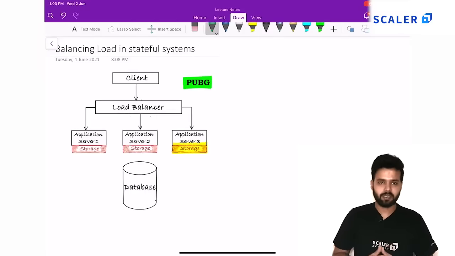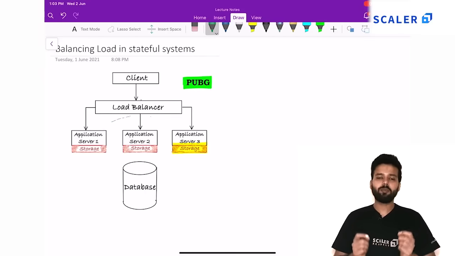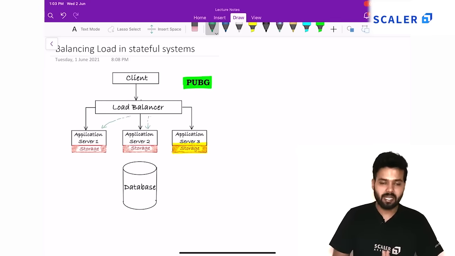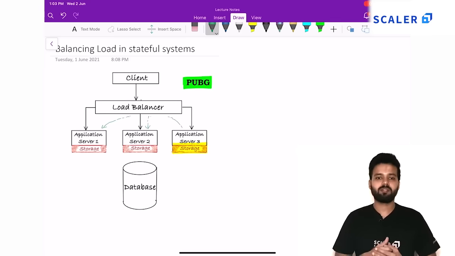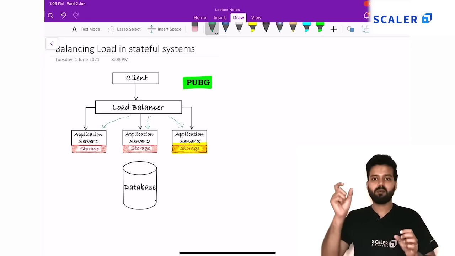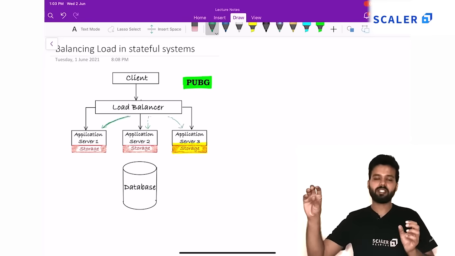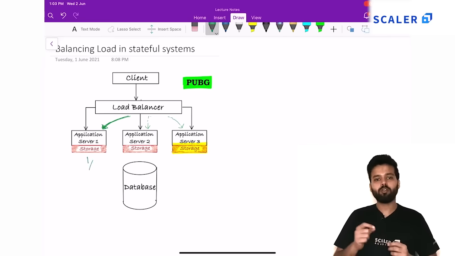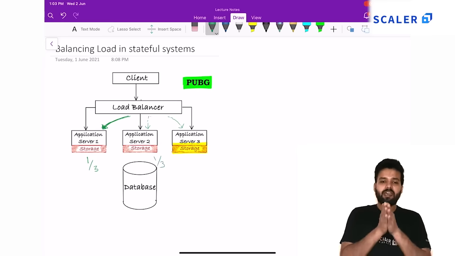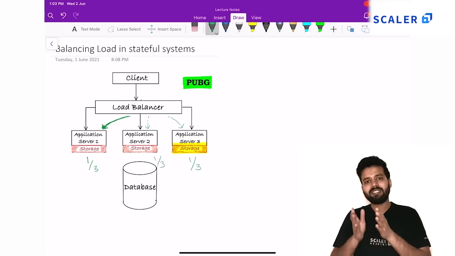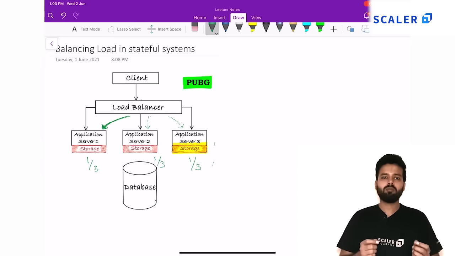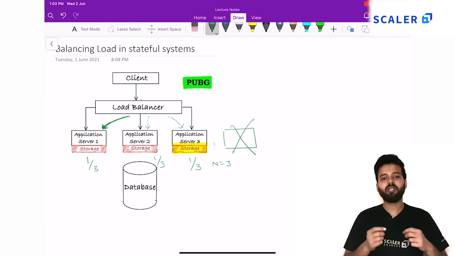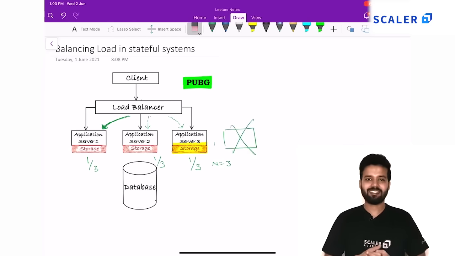Now, coming back to the topic. Remember, our goal was to distribute the load in such a way that all the requests with the same match ID must be routed to the same server. Match ID 2, server 1, all subsequent requests of match ID 2 going to server 1. The second point was that the load should be uniformly distributed. Meaning, if I have n servers, the load on each server must be equal or nearly equal to 1 by n.